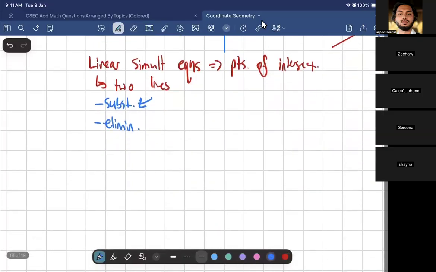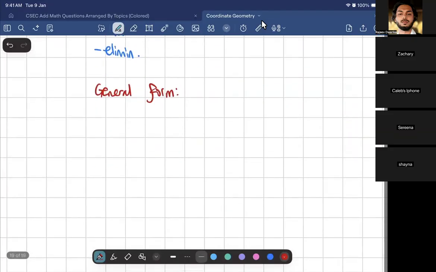On to the next thing you should know. You should know what the general form of a circle is. By now, we should know that. Somebody tell me, what's the general form of a circle? x squared plus y squared plus 2fx plus 2gy plus c is equal to 0.